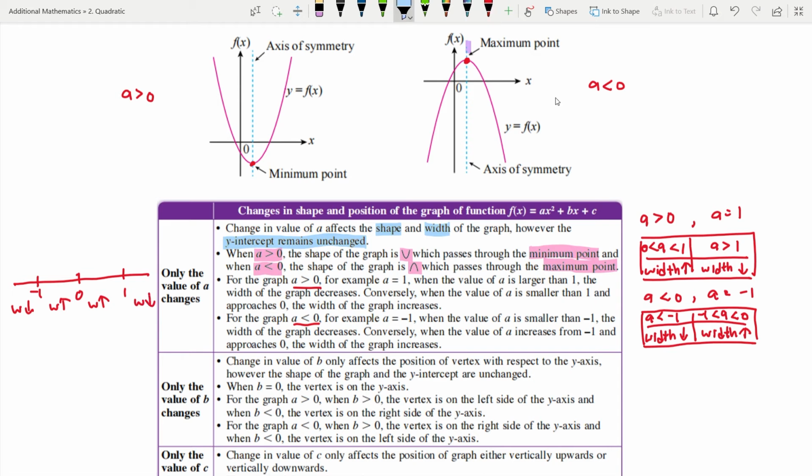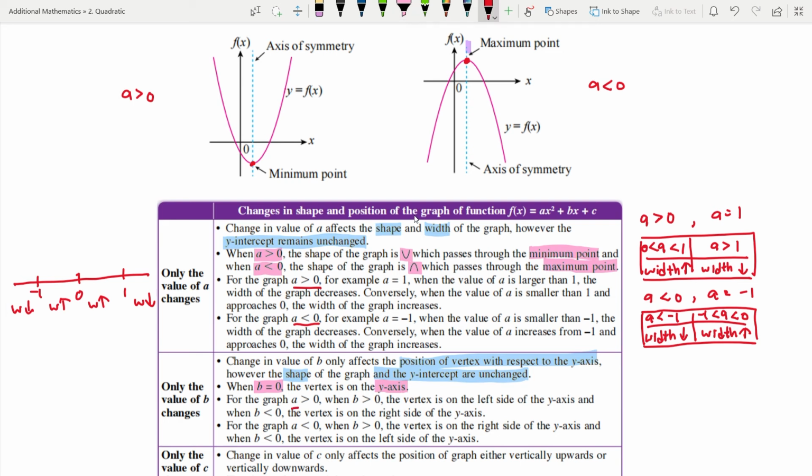Now let us look at the second case, where the value of b changes only. Change in the value of b only affects the position of the vertex with respect to the y-axis. However, the shape of the graph and the y-intercept are unchanged. When b is equal to 0, the vertex is on the y-axis.